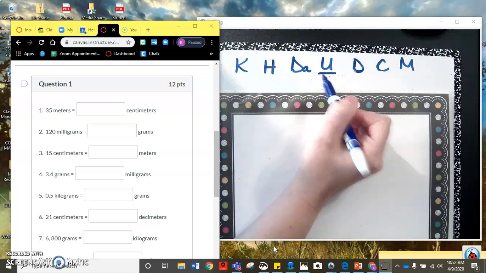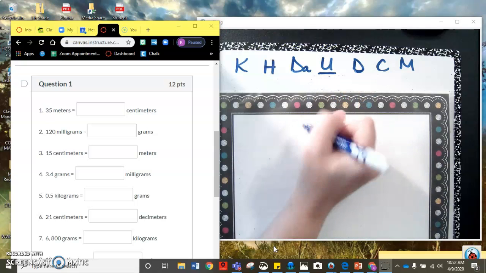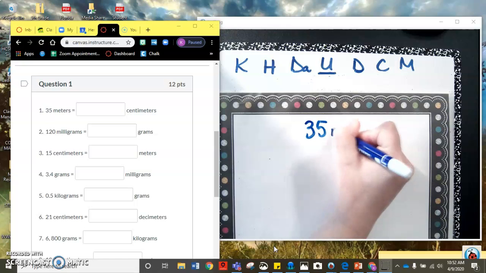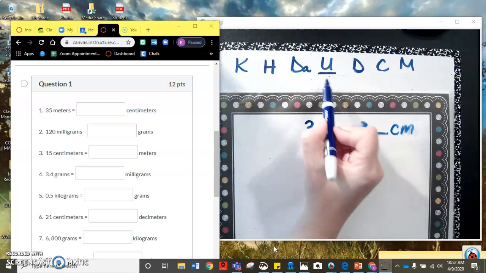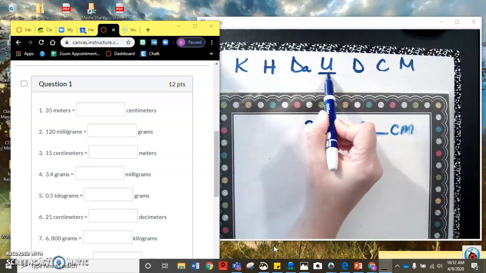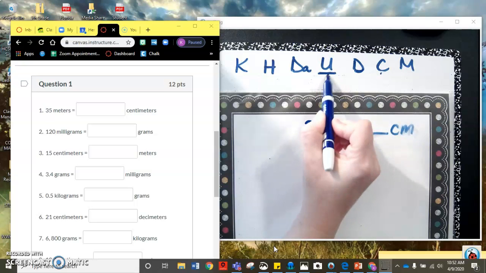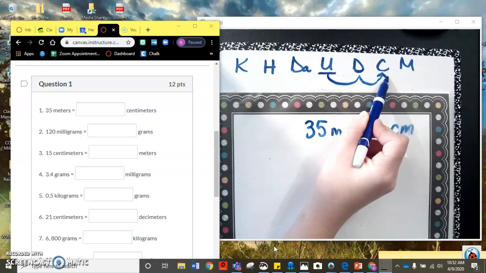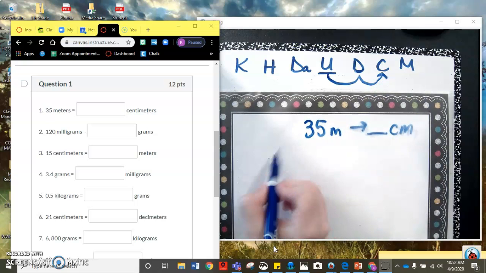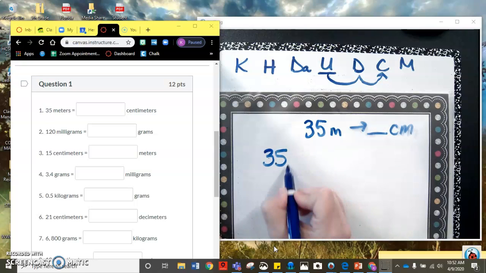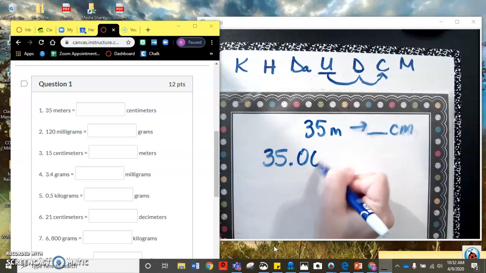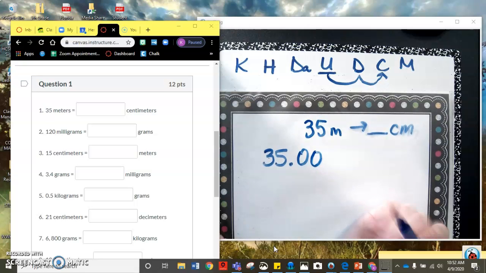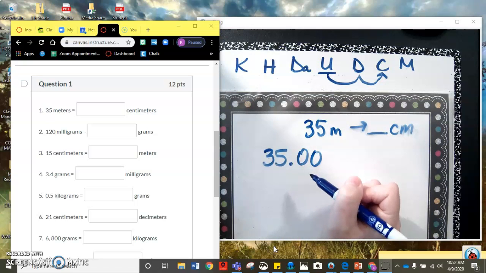So in our first example, we're going to do 35 meters, and we're going to see how many centimeters that would be. So up here on my chart, we're going to move from meters to centimeters. So to do that, we're going to move 2 spots to the right. So here, even though this says 35 and there's no decimal point, we know that we could place one here because 35 and 0 tenths or 35 and 0 hundredths has the same value as 35. Adding these zeros after the decimal point doesn't change the value of the number.